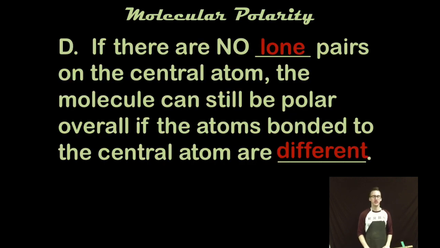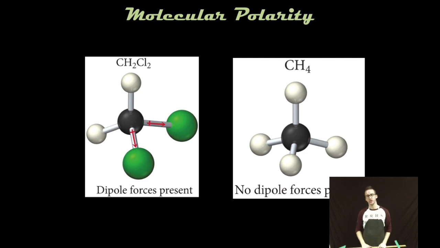However, recognize that there are still some polar molecules even if there are no lone pairs on that central atom. The molecule can still be polar overall if the atoms bonded to that central atom are different. So take a look at the two molecules on your screen. In CH2Cl2, there will be an overall net dipole in the direction of those chlorine atoms because the chlorines can pull more strongly than the hydrogens can, creating a slightly negative region by those atoms.